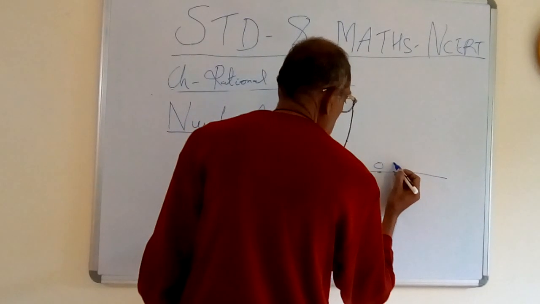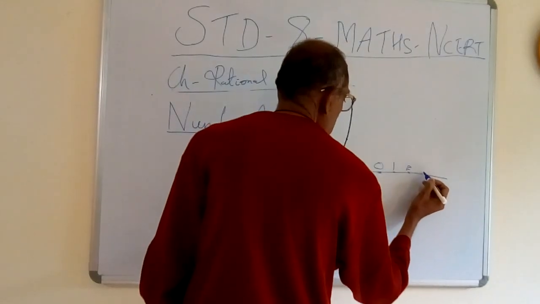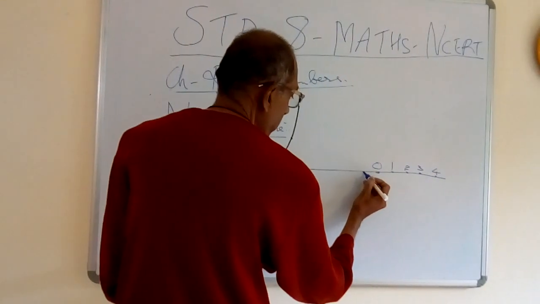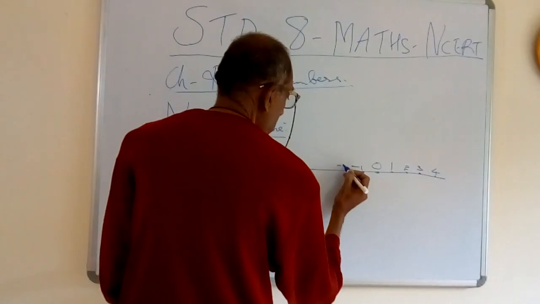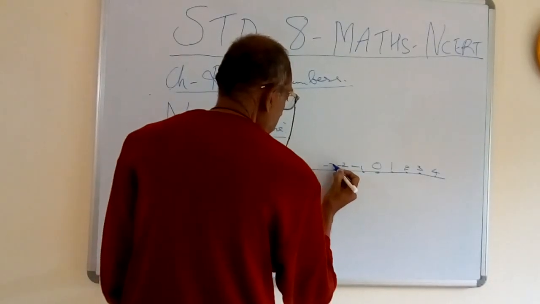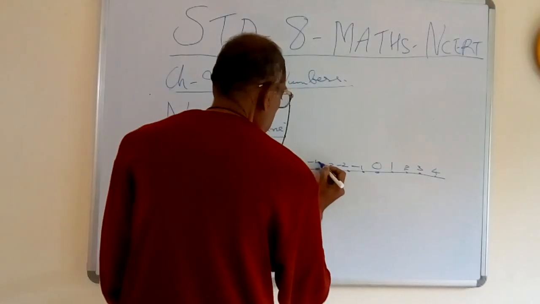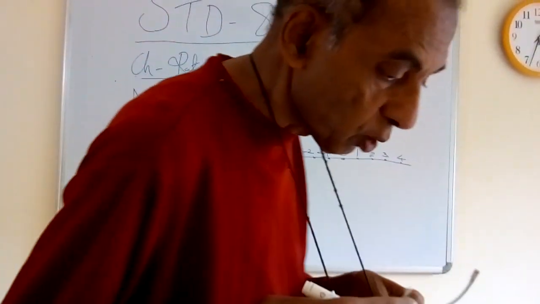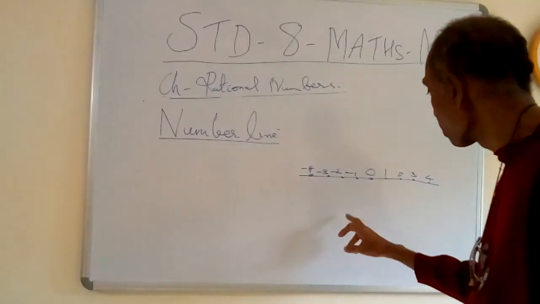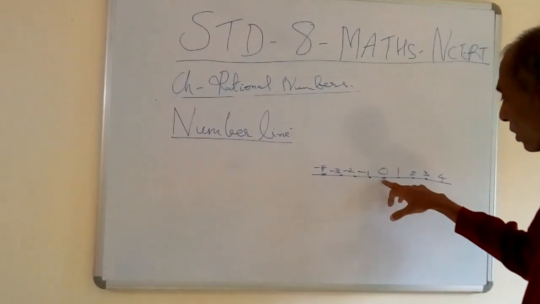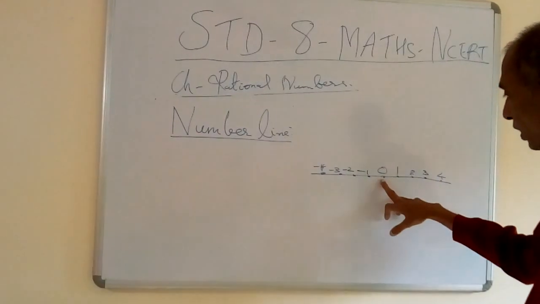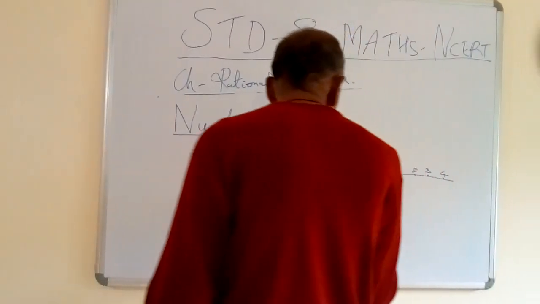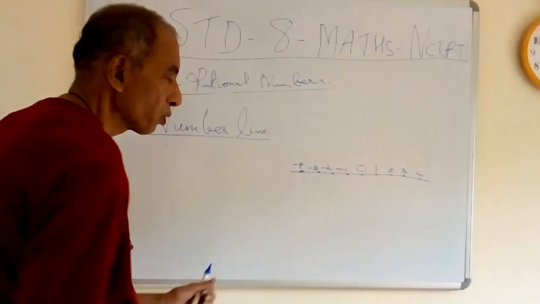So the number line: 0, 1, 2, 3, 4. On the left side it will be negative: -1, -2, -3, -4. So it will go on. This is the simple number line. Everybody knows about it, but we are just recalling it again. So on the number line, here is the point which we start with, 0. On the right side will be the positive numbers 1, 2, 3, 4. It will go on. On the negative side again -1, -2. That will also be part of the number line.